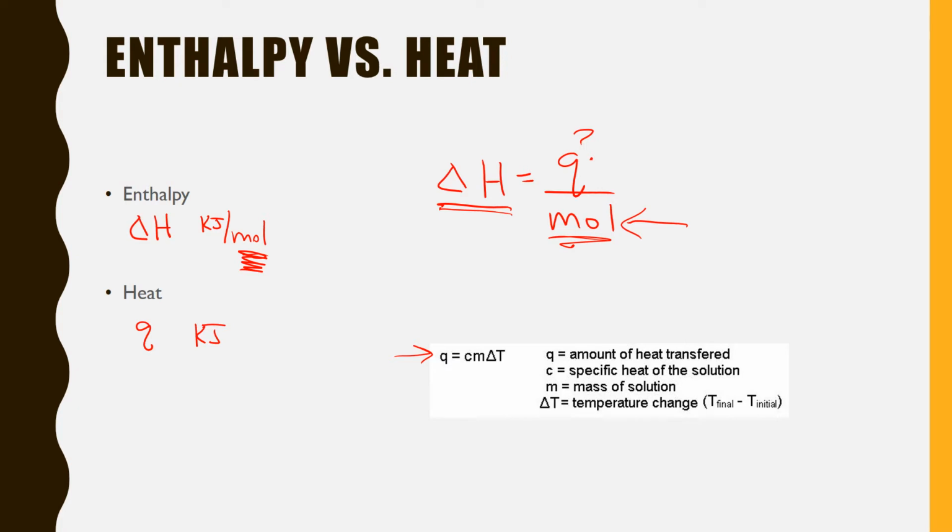This is a list of all of the units and what they are. So C is specific heat. Remember that the specific heat of water is usually around 4.18, and that's what we use most of the time. M is for mass of the whole system. Delta T is your temperature change, which is final minus initial, and Q, of course, is the amount of heat transferred. Remember that positive Q means that heat is absorbed, and negative Q means that heat is released, just like delta H.